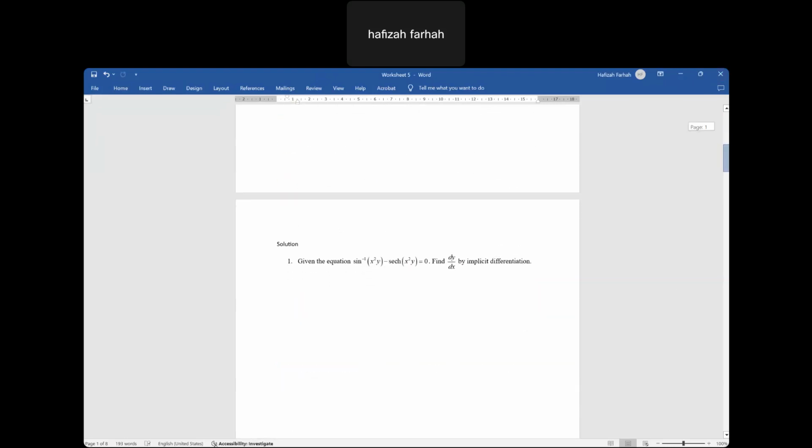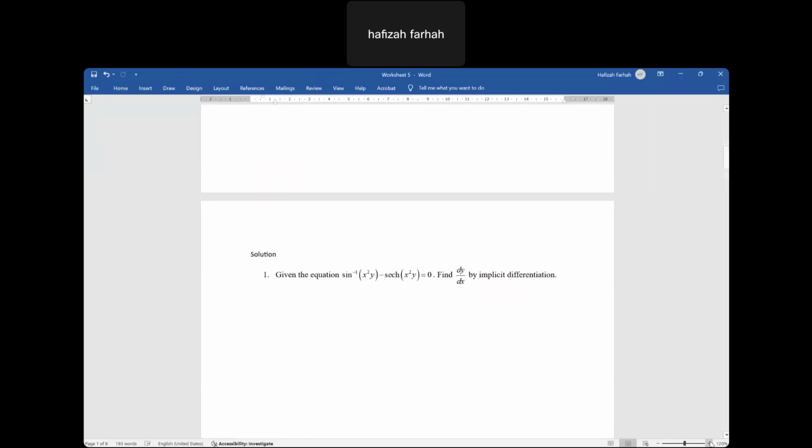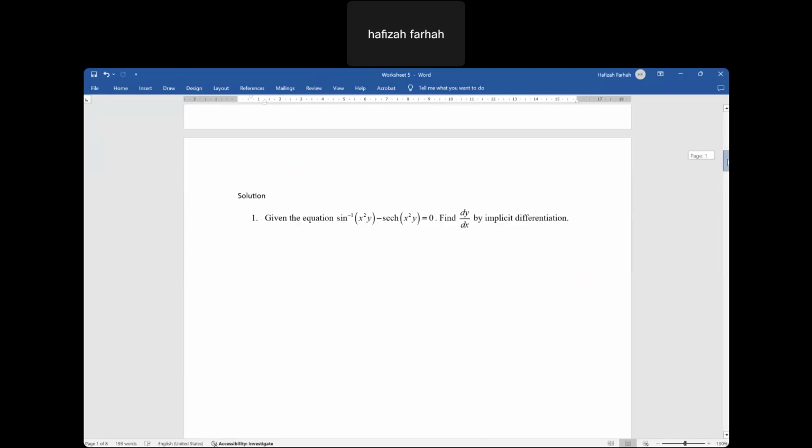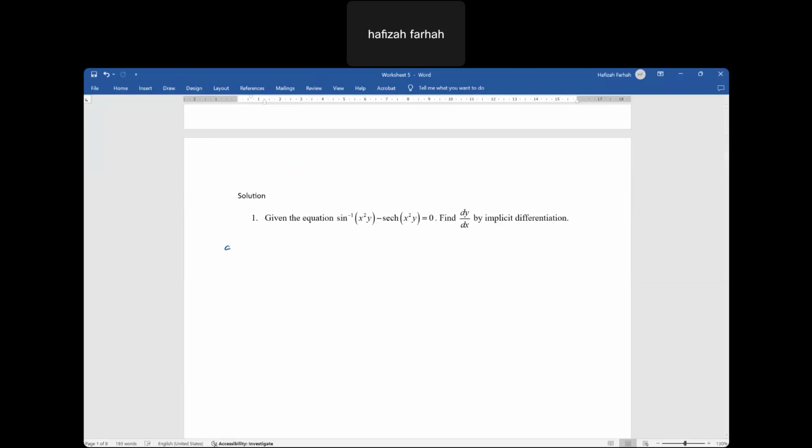Right. So for question number 1, given the equation is this, and you have to find dy/dx by implicit differentiation. So the first thing is we have to differentiate both sides. To write that, it looks like this, d over dx. What is our y? Our y is this function. Don't write dy over dx and then write down all this, otherwise you will be confused where your y is.